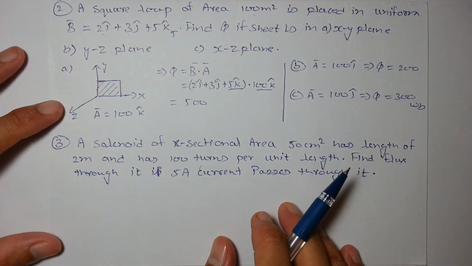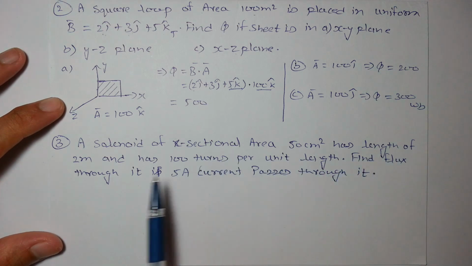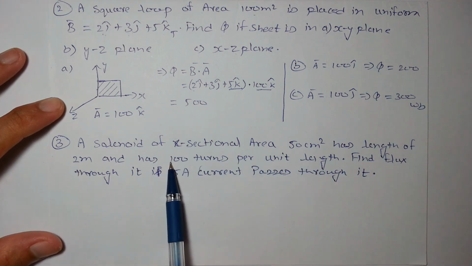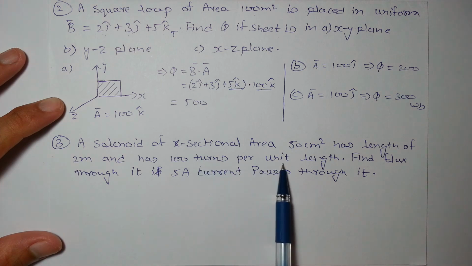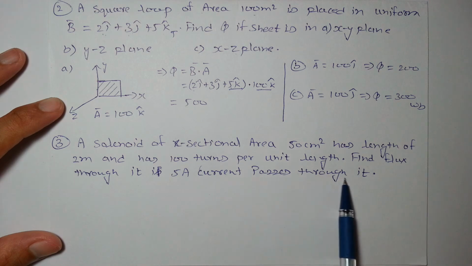provided field is in Tesla and area is in meter square. The next is a solenoid of cross-sectional area 50 centimeter square which has a length of 2 meter and has 100 turns per unit length. Find the flux through it if 5 ampere current passes through it.